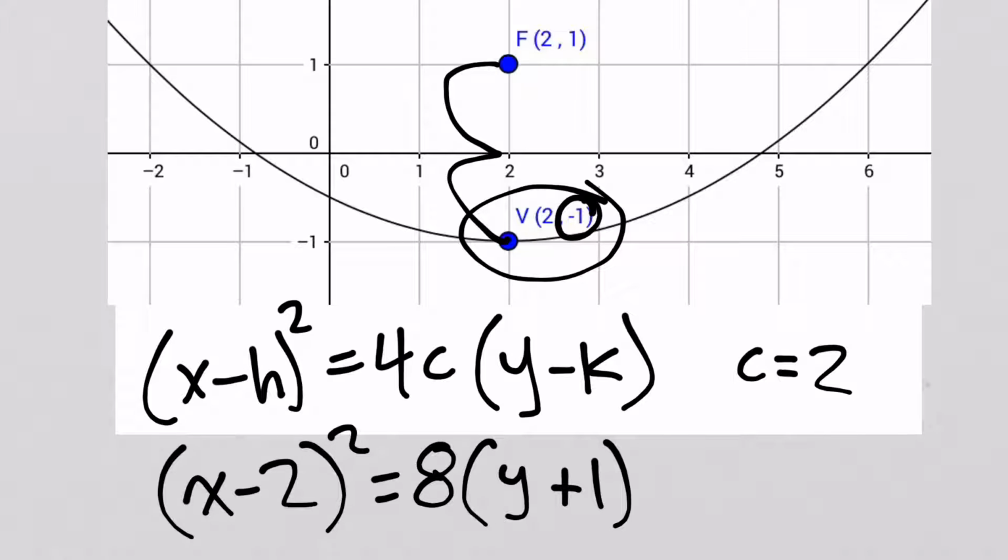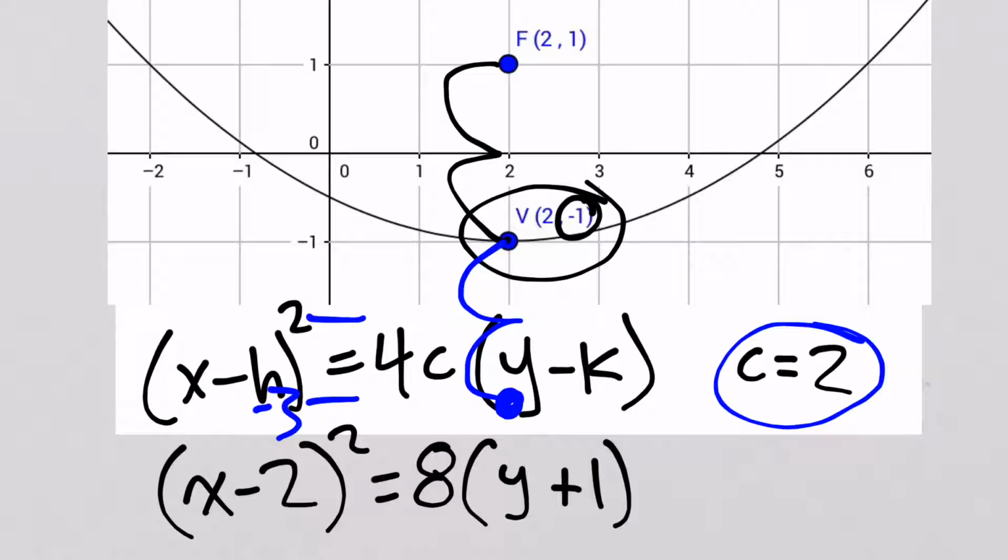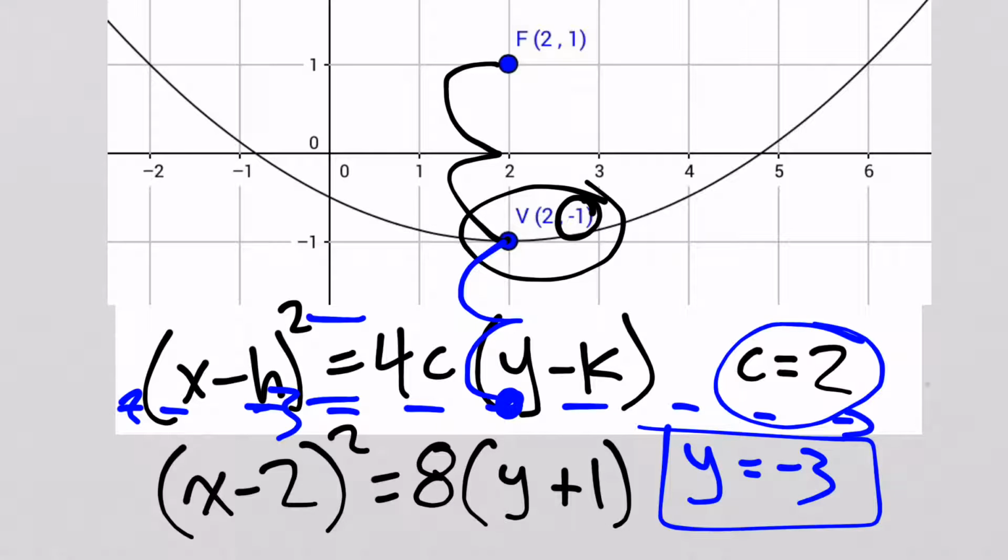If I go back to that last problem, since my c value was 2, I need to go 2 in the other direction from that vertex. So that would put me down here at what looks like negative 3. That would be a horizontal line, which then would have the equation y equals negative 3 as the equation of the directrix for that first problem, which I forgot to do last time.